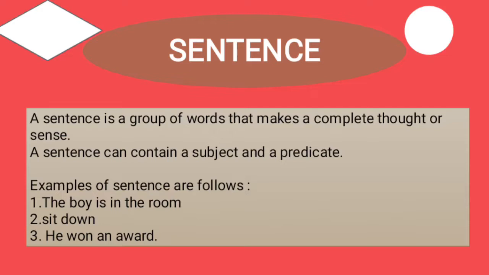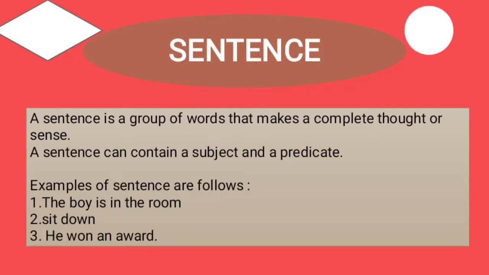When you talk of sentence, one may ask, what is a sentence? A sentence is a group of words that makes a complete thought or sense. A sentence always contains a subject and a predicate. So, if you see a statement without a subject and a predicate, that means that statement is not a sentence.